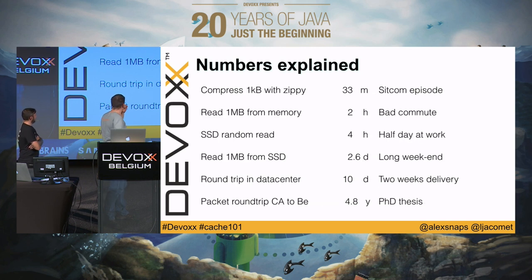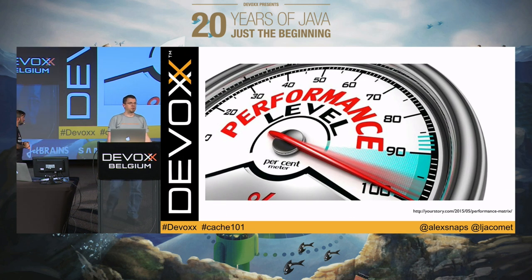And then if you keep going, compressing 1K is 33 minutes. Reading 1 meg from memory, it's 2 hours. Reading the same meg from SSD is 2.6 days. That's really impressive. And of course, one thing that didn't change is the packet round trip from California to Belgium, 4.8 years, which is a thesis. So if you have multi-data center setups, you probably don't want to have to fetch the data across data centers all the time. So from those figures, it is very obvious that we use caching in order to keep the data closest to where it needs to be for long periods. And so that's clearly a performance concern.